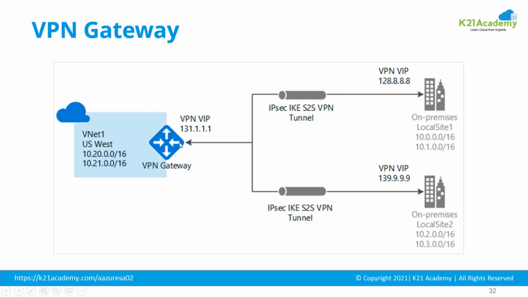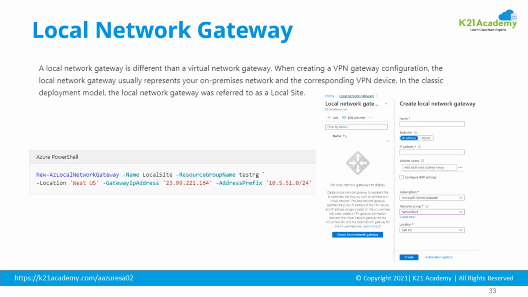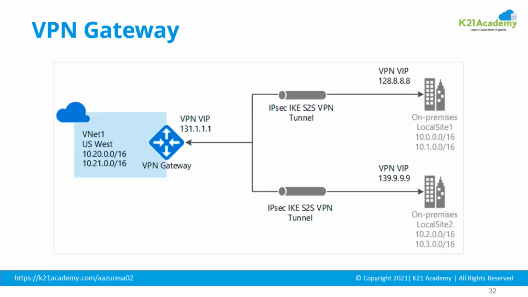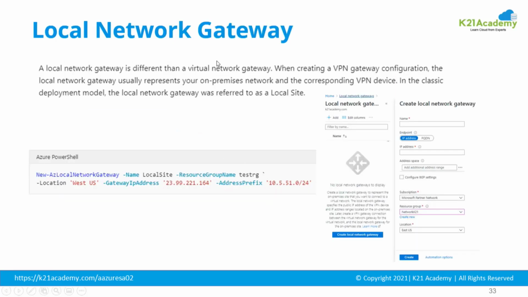Now, in VPN gateway, there is also a local network gateway. When you define a VPN gateway, you also define a local network gateway. This local network gateway is different from the virtual network gateway, but it represents this end. When you're defining the VPN gateway, you also need to represent the on-premise device. So the virtual representation of the on-premise VPN device will be called the local network gateway.